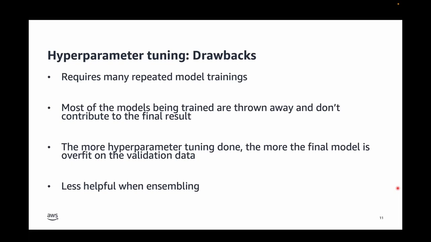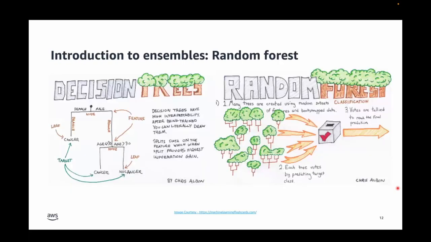And also when we do HPO, we don't really think about ensembling as much. We are just finding the single best model, and we don't know how this model will play with maybe other models that we have if you want to somehow combine their predictions.